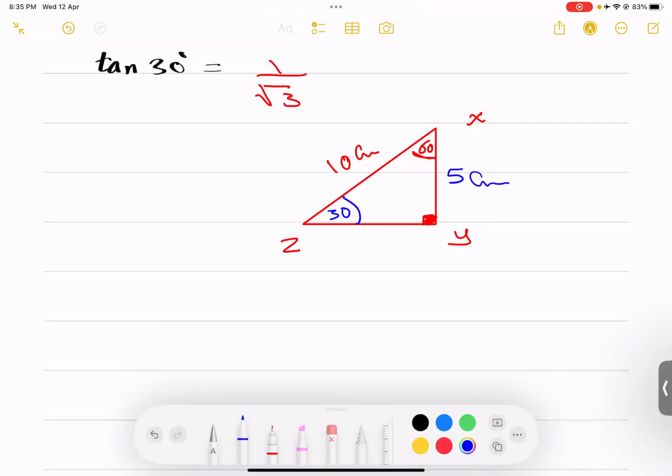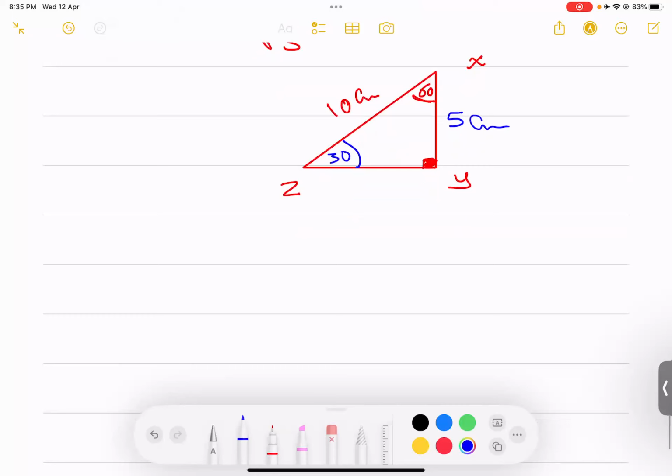So, do we have a missing side? Can you repeat again? I'm asking you, do we have a missing side? Where is it? Z and Y. Yeah, okay. Let me try to get it.